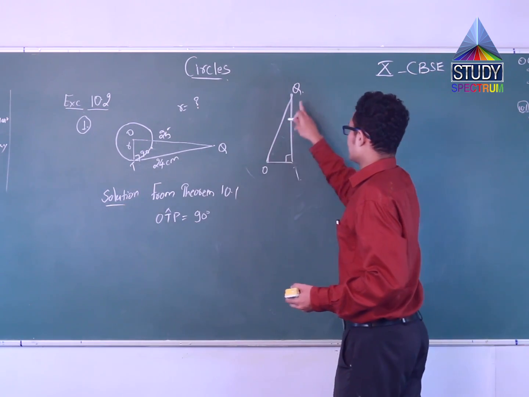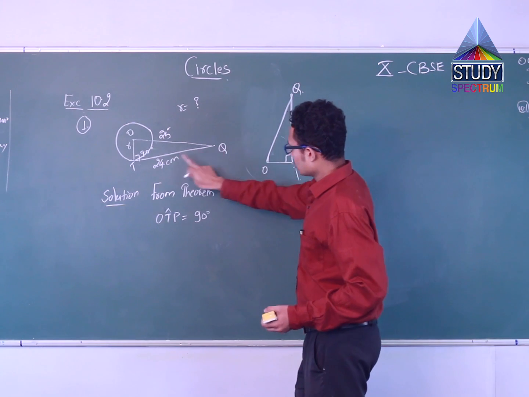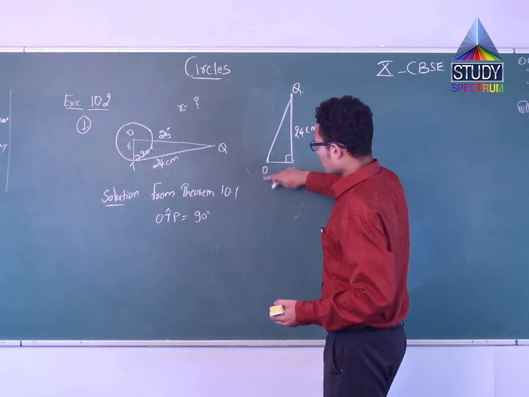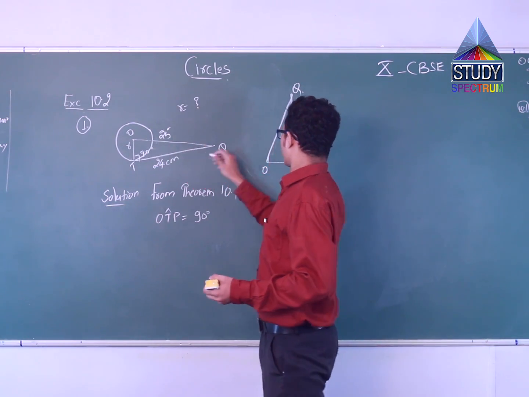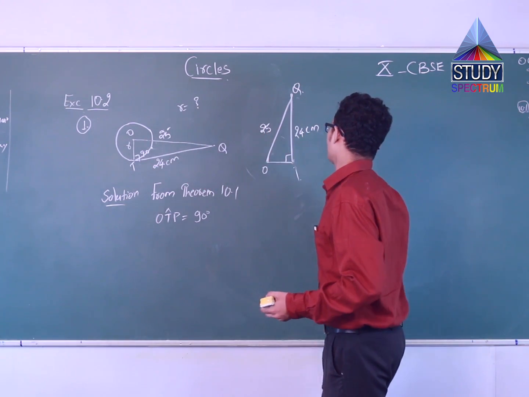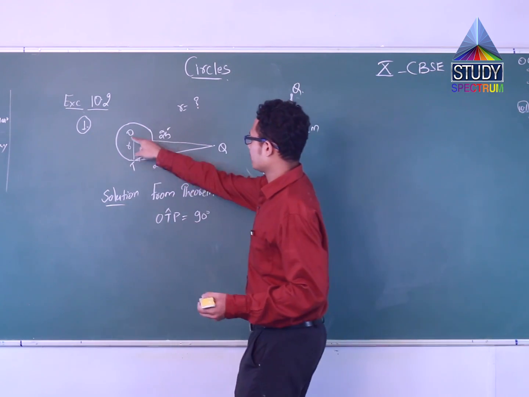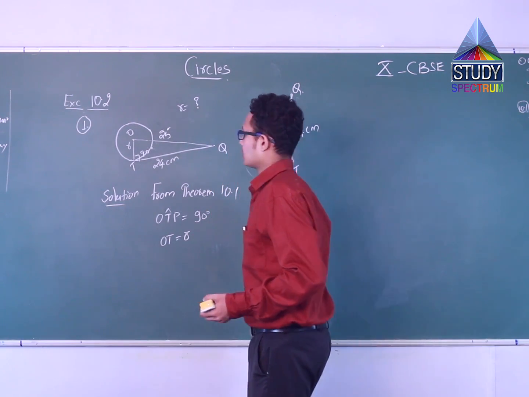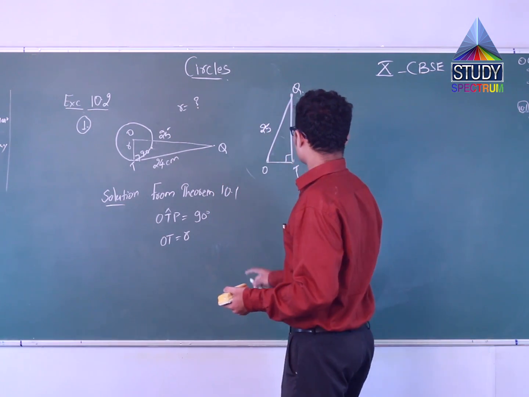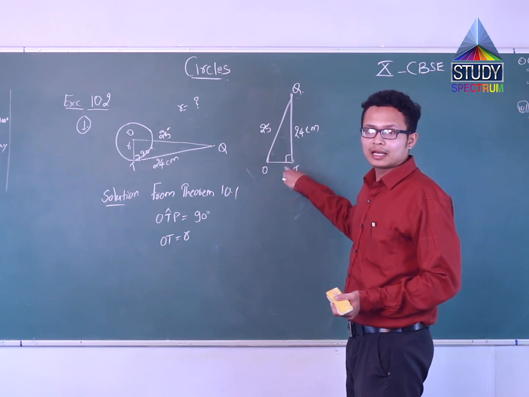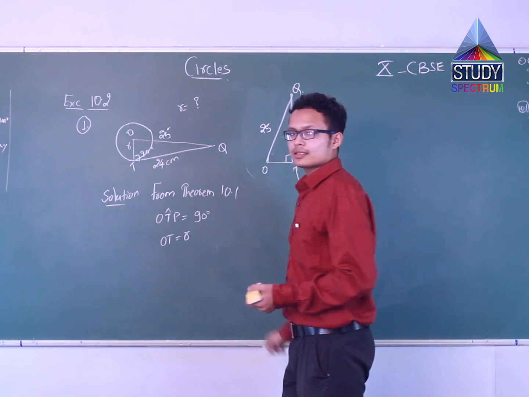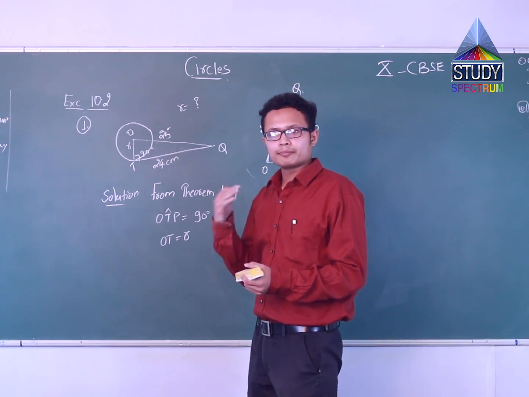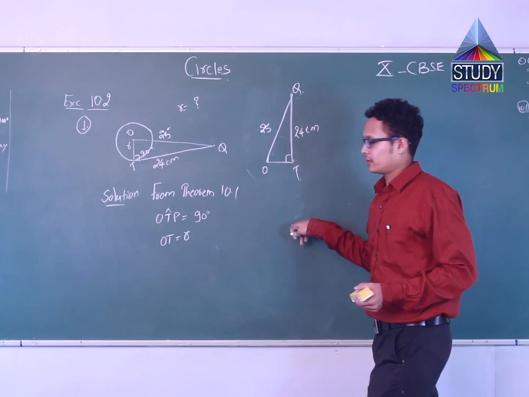So this is a right angle triangle, and the dimensions are given. QT is 24 centimeters, and OQ is 25 centimeters. Find out OT, because OT is equal to radius R. So if this is a right angle triangle, I apply the Pythagorean theorem, that is, hypotenuse square is the sum of the base square plus perpendicular square.